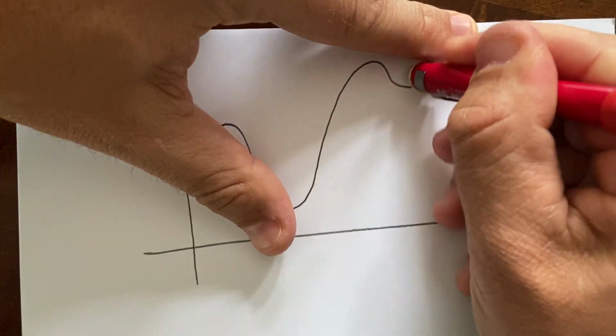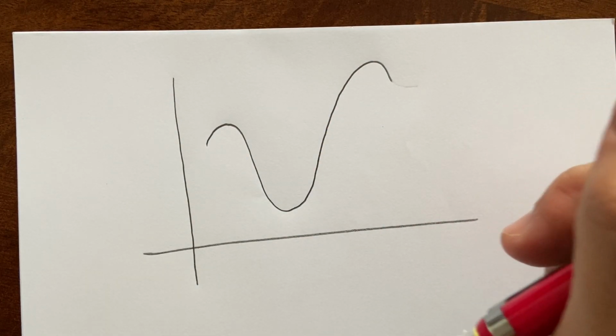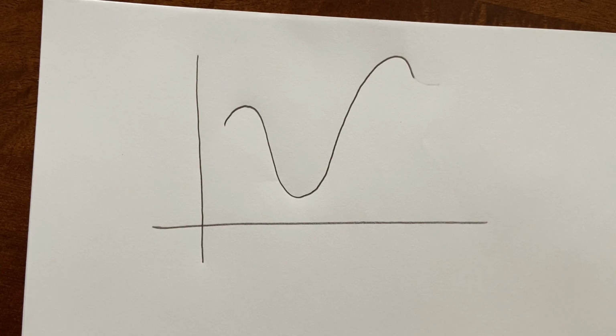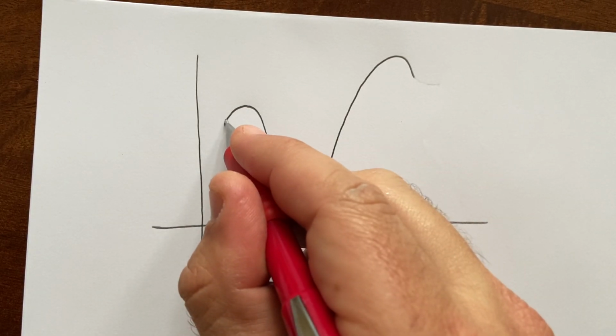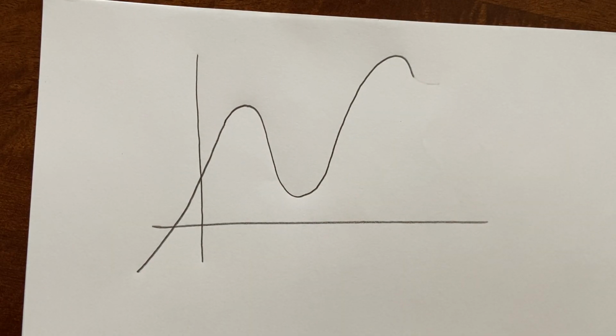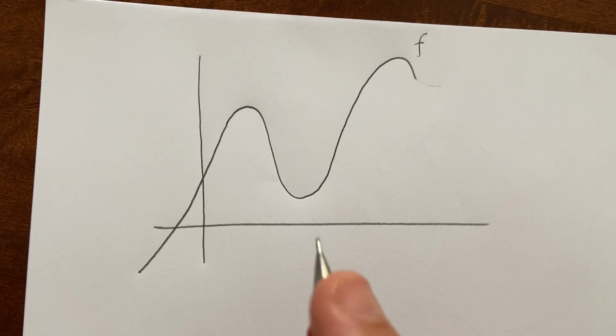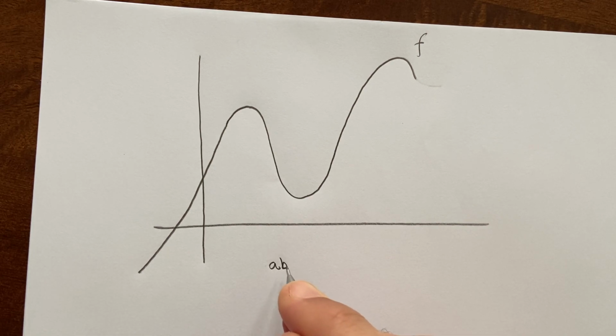So let's just have it stop right there. And actually, let's extend this part down here. Okay, so here's our hypothetical graph of this function f. Let's say we wanted to know the local min and max and the absolute min and max. So what is meant by absolute? Maybe I'll start with absolute first.